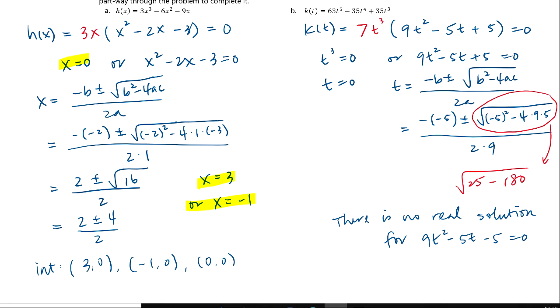Therefore we won't find any t that would make this expression equal to 0. So this is not going to produce any additional horizontal intercept. Therefore, the only thing I'm left with is t equals 0 over here. And then the only horizontal intercept is 0, 0 over here.